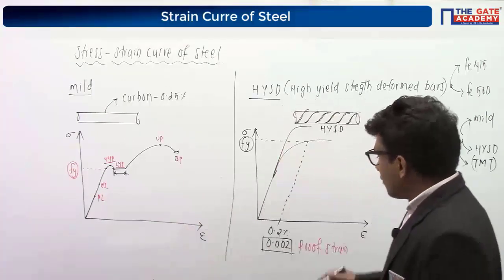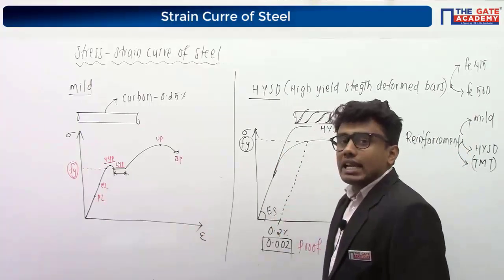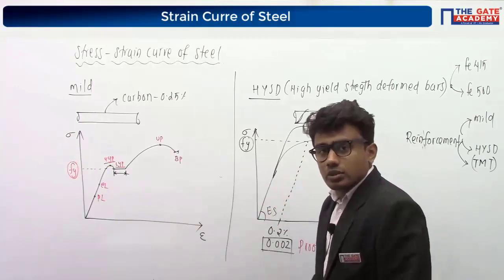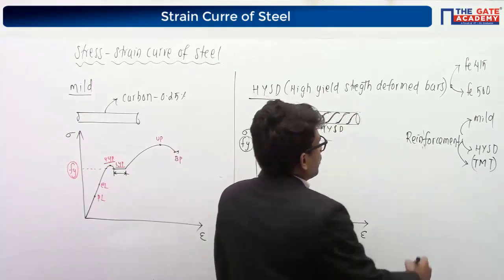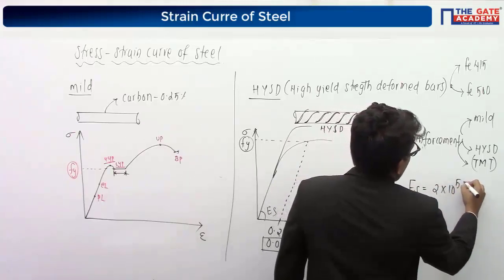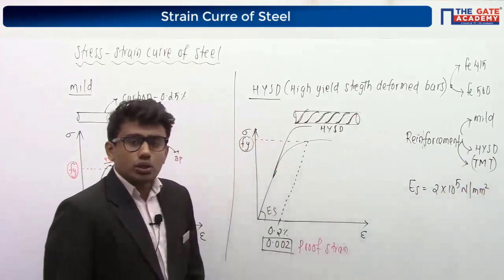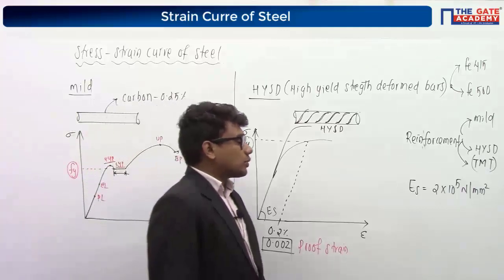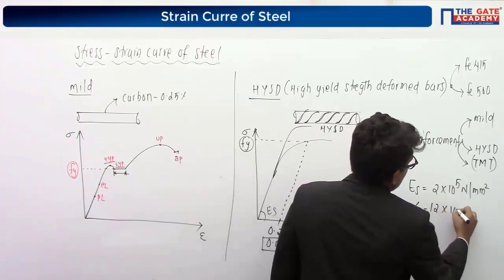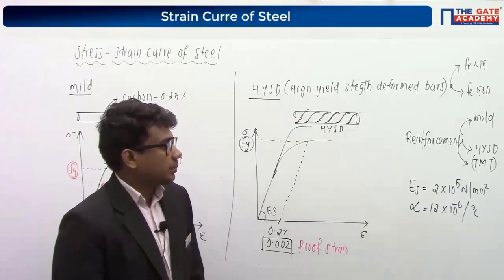Here, in the case of steel, we have a straight linear portion, and the slope of this will give you the Young's modulus of the steel. That is, stress divided by strain will give you the Young's modulus of the steel. Generally, for all types of steel, the Young's modulus value is taken as 2 into 10 power 5 Newton per mm square. Es will be equal to 2 into 10 power 5 Newton per mm square, and the coefficient of thermal expansion is generally taken as 12 into 10 power minus 6 per degree Celsius.